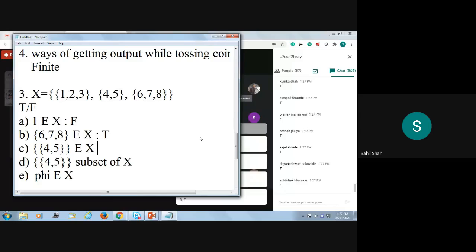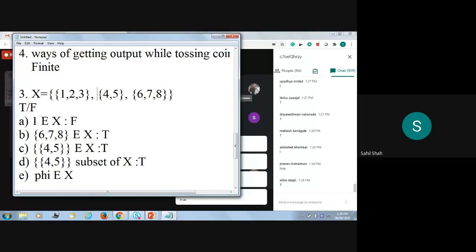Third one, 4, 5 belongs to x. True. 4, 5 belongs to x. 4, 5 is a subset of x. How about fourth one? We say false, false, false. Which one false? 4, 5 is subset of x? True, because I am observing this.